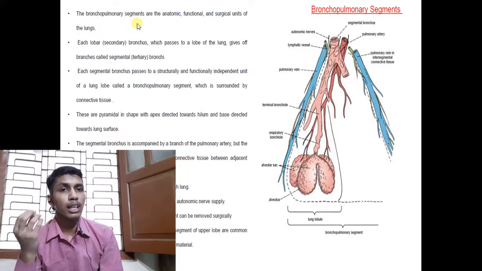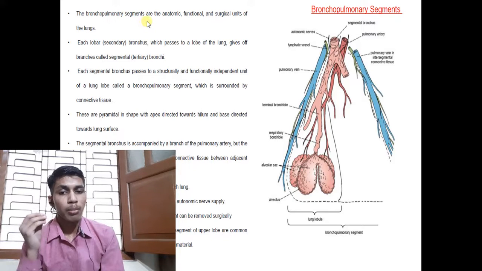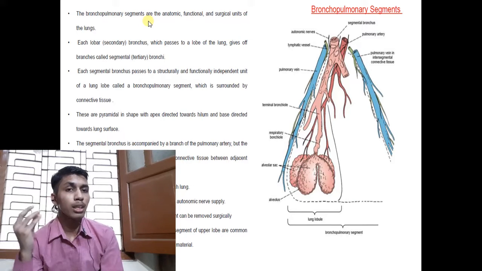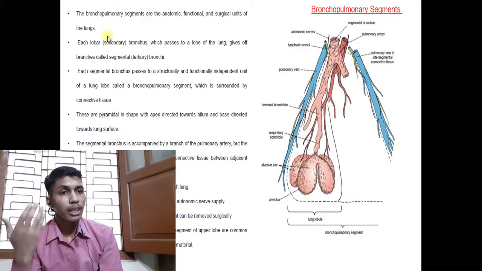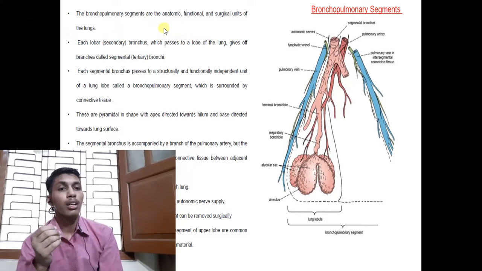Like in previous classes we have studied, the cell is the basic structural and functional unit of the organism, the neuron is the basic structural and functional unit of the nervous system, the nephron is the basic structural and functional unit of the kidney. Likewise, the bronchopulmonary segment is the anatomical, structural, functional and clinical unit of the lung. So why the clinical unit, why the structural unit, why the anatomical unit, we study here.